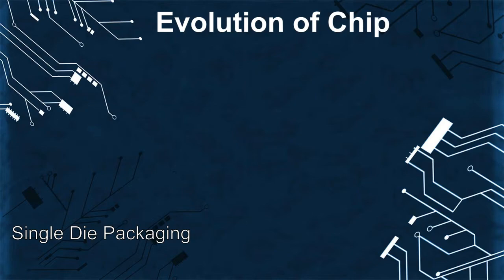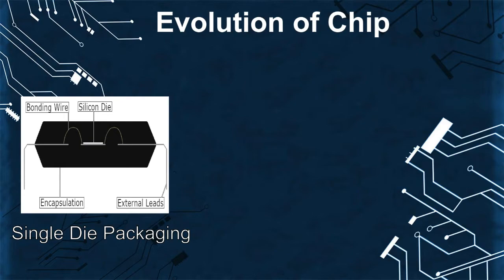Single die packaging. In the 1970s, the traditional form of packaging included a single die in a package: PGA, BGA, DIP, QFP. When more functionality in a smaller space was needed, the SoC appeared. So, analog circuits, digital circuits, and optical circuits.